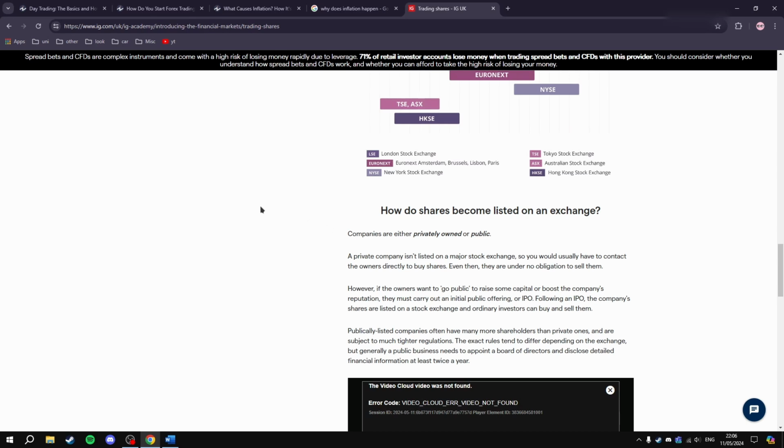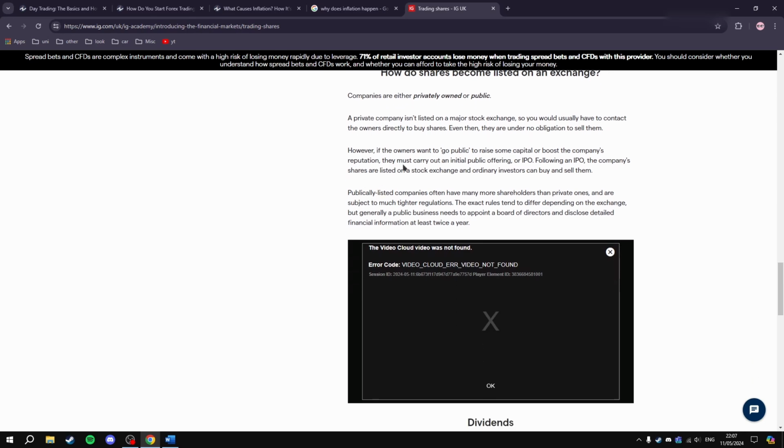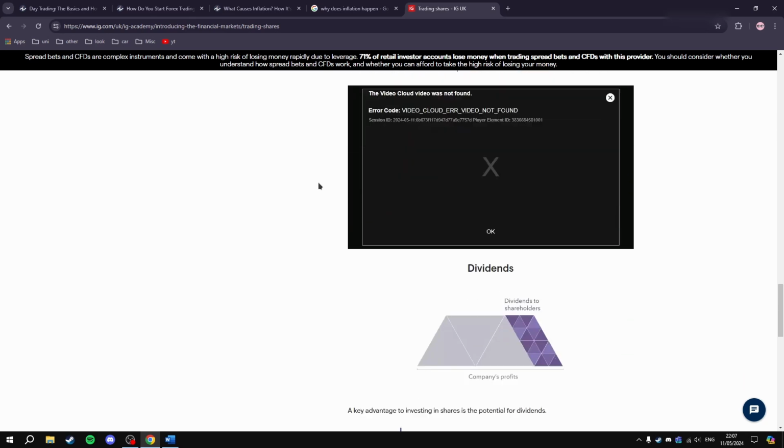Companies are either privately owned or public. A private company isn't on the major stock exchange, so you usually have to contact the owners directly to buy shares. Even then, they don't have to sell it to you. However, if the owners want to go public to raise some capital or boost the company's reputation, they must carry out an initial public offering, and then following that, the company's shares are listed on the stock exchange and ordinary investors can buy and sell them.